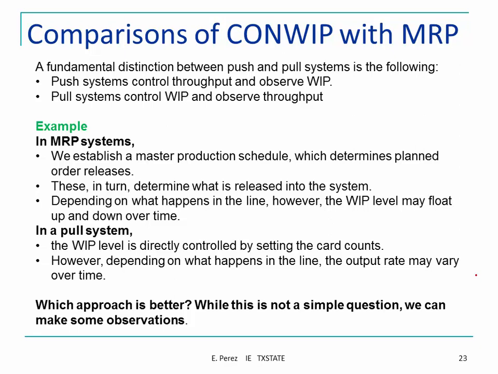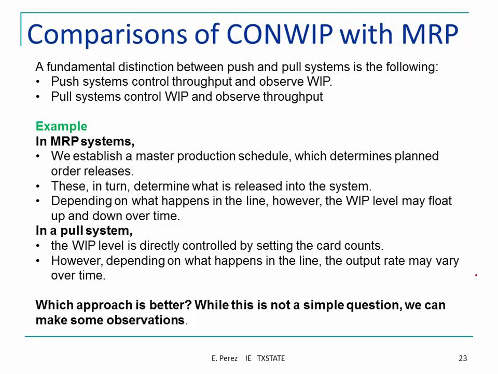So for example, in MRP systems, we establish a master production schedule, which is what I was referring to when you look at the forecast, which determines planned order releases. This in turn determines what is released into the system, and depending on what happens in the line, however, the WIP level may float up and down over time. So we are not focusing on keeping that WIP level steady. We want to be able to satisfy that final goal of producing a certain number of items.